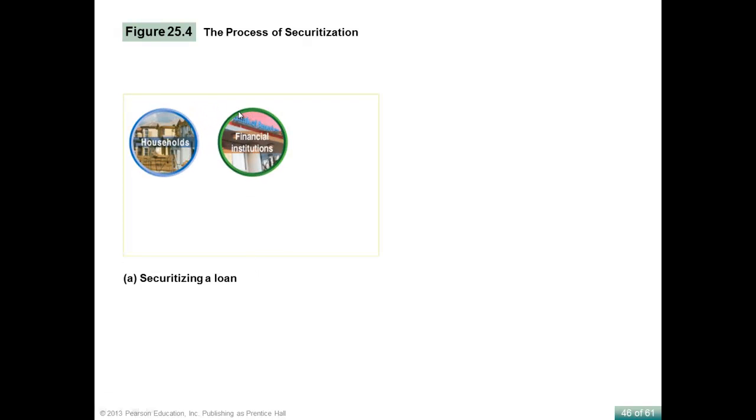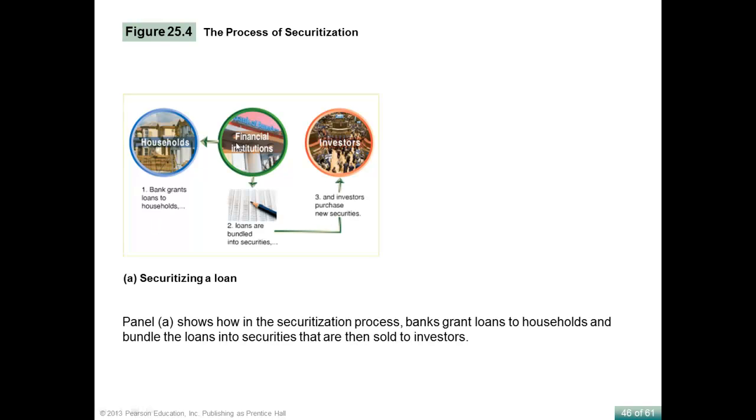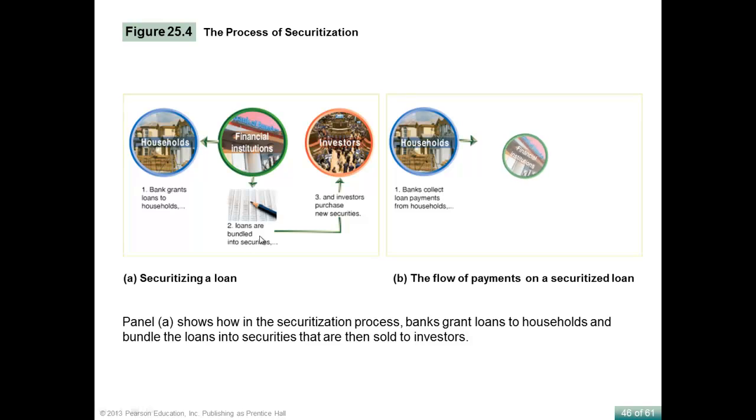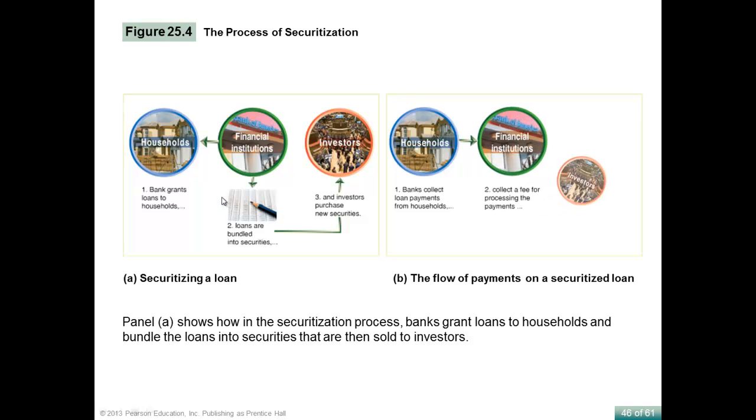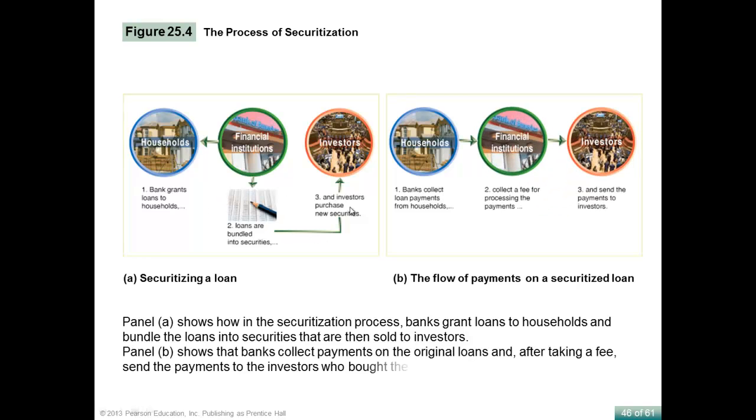So the process. 1. A bank grants a loan to a household. So we grant the loan to the household. 2. The loans are bundled into securities. Once they're bundled into securities, investors purchase the new securities.